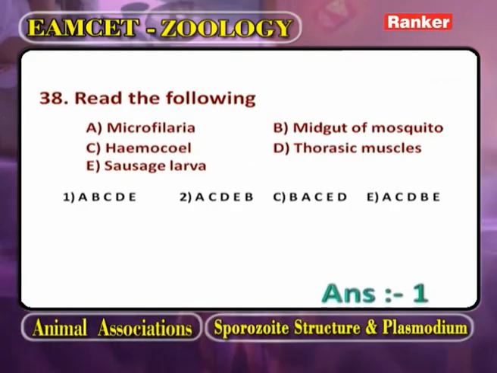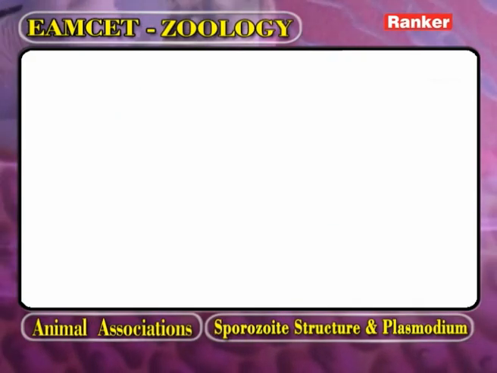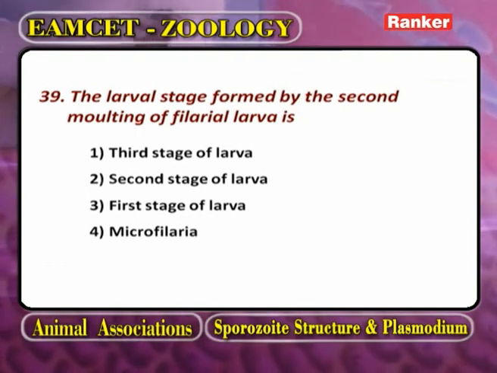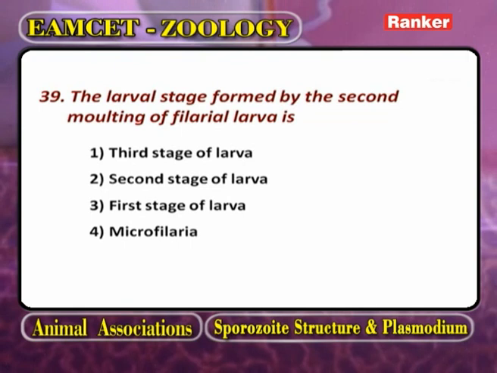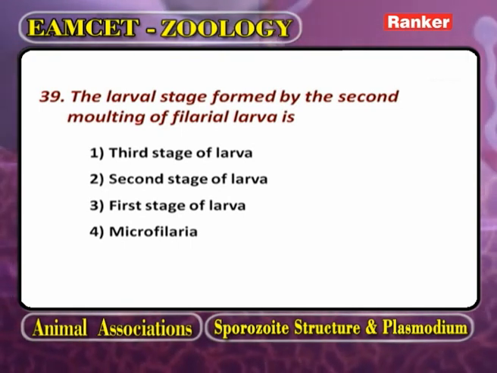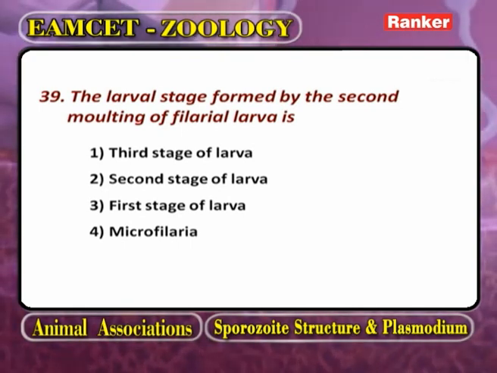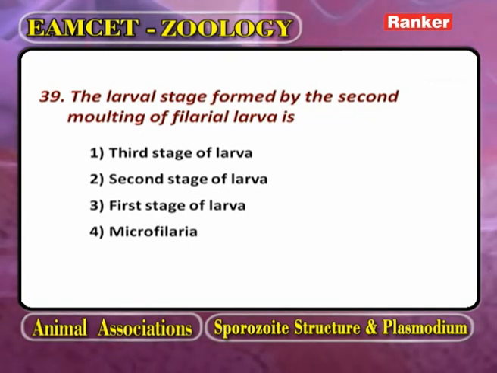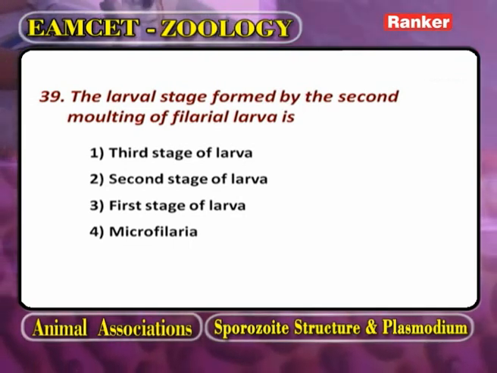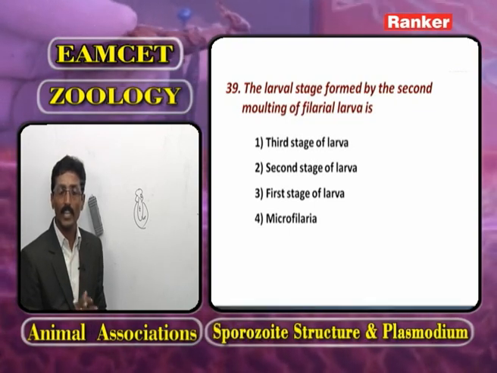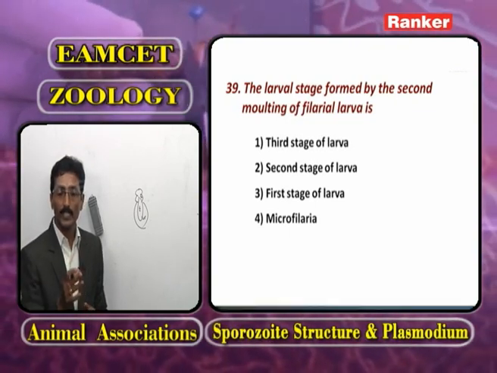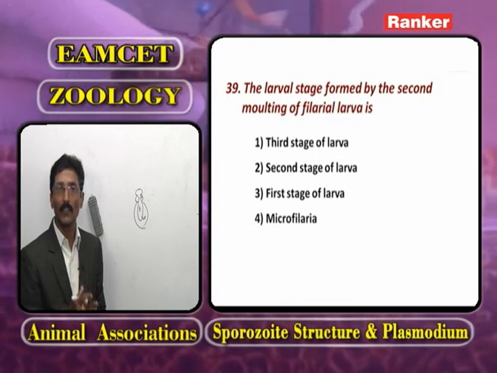Now, the last but one question is: the larval stage formed by second molting. In the mosquito body, two moltings take place. The sausage larva undergoes first molting, getting the second stage. The second stage undergoes second molting. We are getting the third, elongated infective stage. It is the infective stage to man. Now, what is the stage obtained after the second molting? That is the third stage larva.